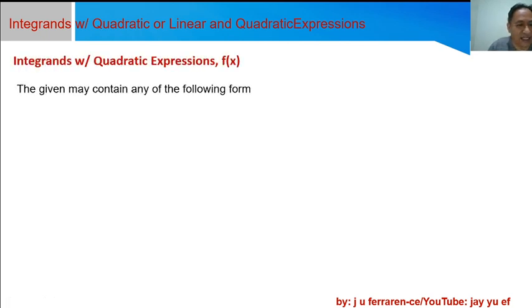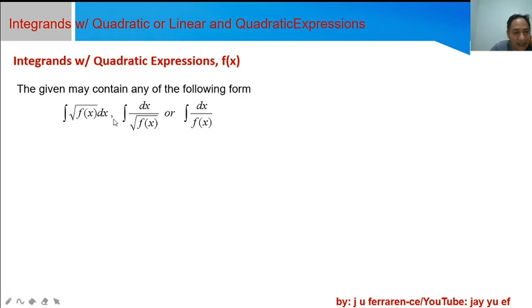We have another topic on integrals involving quadratic or linear and quadratic expressions. Generally, it looks like this. The given will contain any of the following. We have the integral of the square root of the quadratic function, which we call f of x. Then we also have the integral of dx over the square root of a quadratic function f of x. Our quadratic expression here is generally called f of x. Or we have the integral of a dx over f of x. So any of this form.